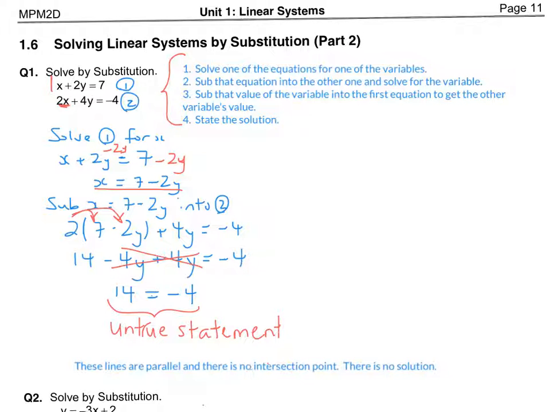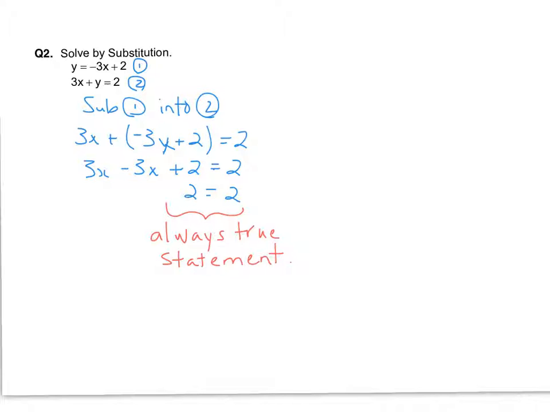Apparently I like to put not instead of no. There is no solution in this case. If I would have taken these 2 equations and got them in the y equals mx plus b form, I would have seen that they are parallel and distinct lines. Okay, moving on to the second example.